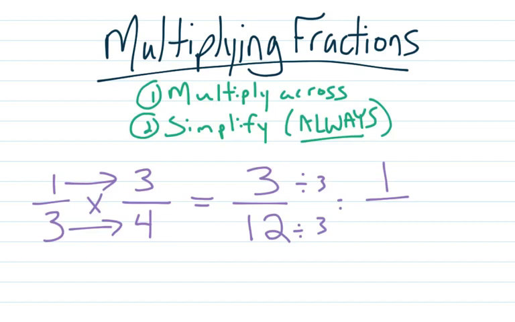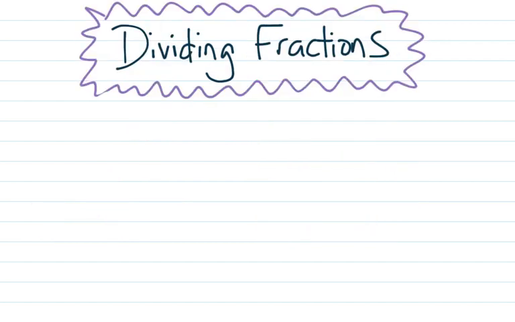So 3 divided by 3 would give you 1. 12 divided by 3 would give you 4. So once you get a 1, you can no longer simplify at all. But your simplified answer here would be 1/4. So 1/3 times 3/4 equals 1/4 once it's simplified. So now let's go on to dividing fractions.